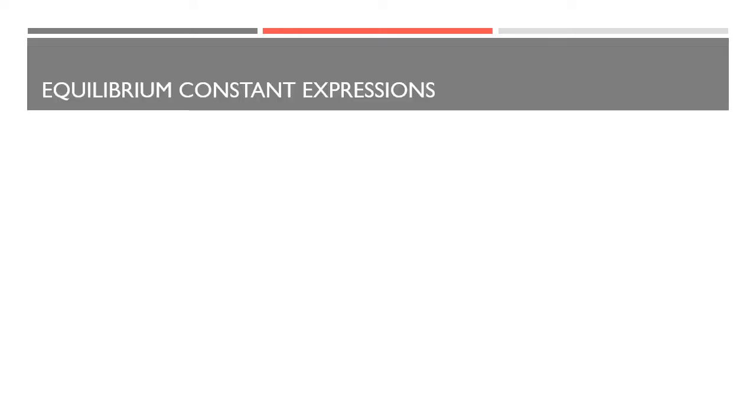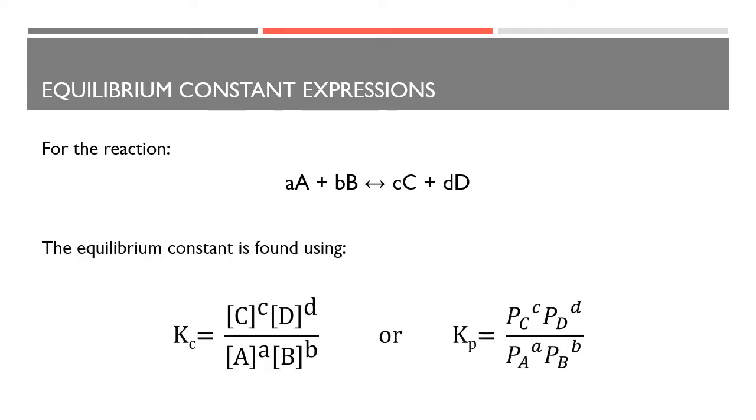In this video, we will be converting between Kc and Kp, the two equilibrium constants. Let's review real quick equilibrium constant expressions for this reaction. We have two different choices. We have a Kc using concentrations.